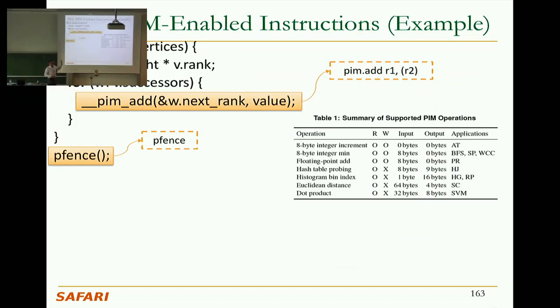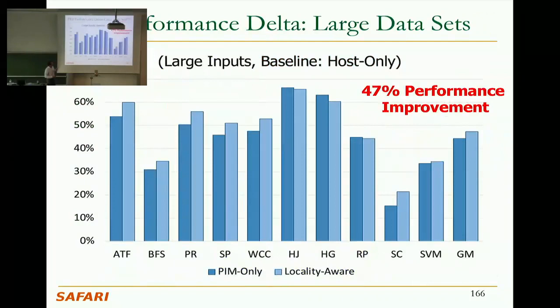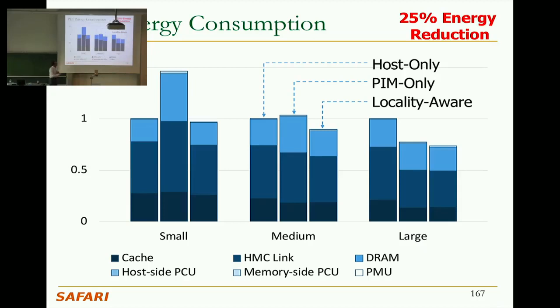Of course, the benefits are not very high. I'll give you the benefits very quickly. Essentially, the performance improvement is about 47% if you actually pick the instructions. And the energy reduction is still significant, 25%, of course, in large data sets. Large data sets are the ones that benefit a lot. If you have small data sets, it's better to execute those in the processor.